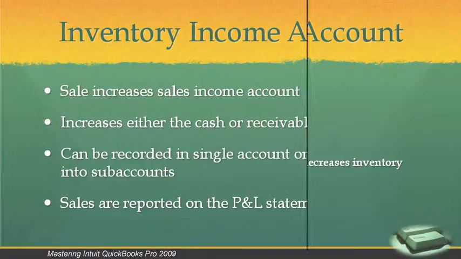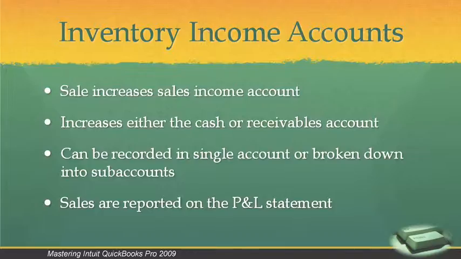As we know, we're doing double entry bookkeeping, so if we have an inventory expense account, we also have to have an inventory income account. Sales increase the sales income account, so every time I sell something, this value is going to go up. It either increases one of two things, the cash on hand or your accounts receivable. If somebody hasn't paid for it, but they've taken the item, that's when it goes into the receivables until it's actually paid for. You can record these things in a single account, or you can break them down into sub-accounts, just like we talked about before. And sales here are also reported on the P&L.